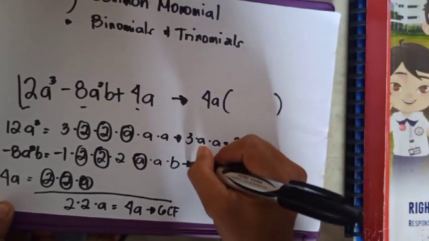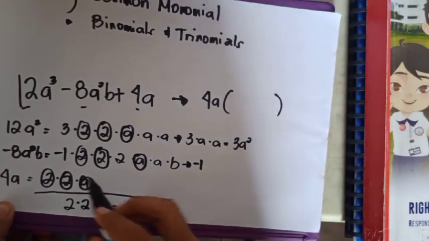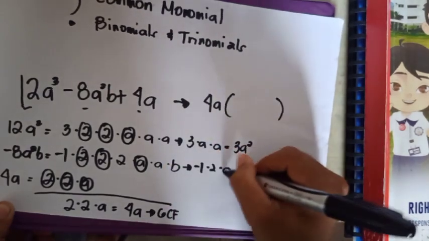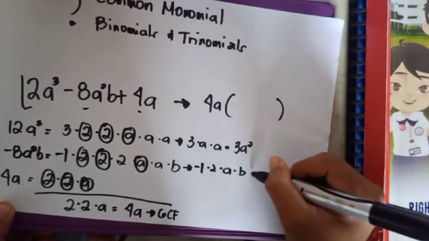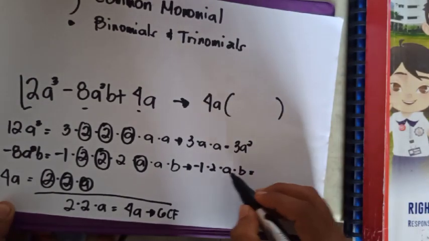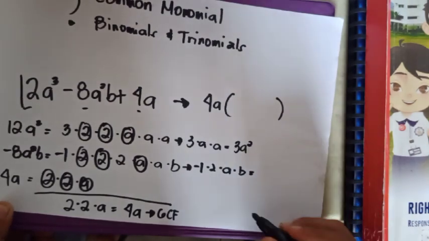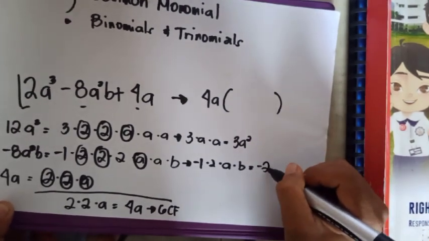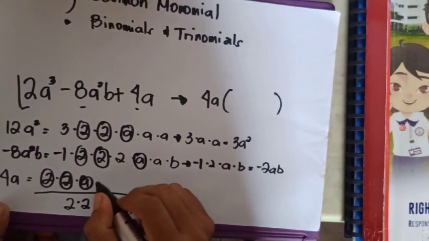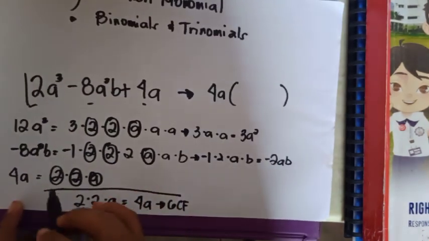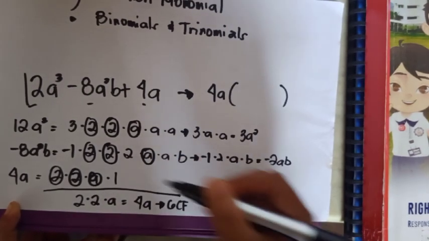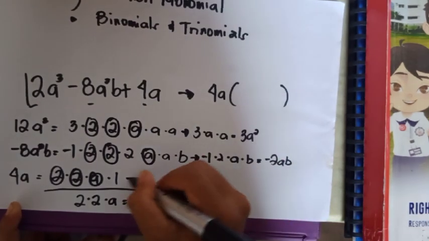Second term, the same thing. What's left? Negative 1, 2 times a times b. Just multiply them. Negative 1 times 2 is negative 2. Negative 2 times a is negative 2a. Negative 2a times b is negative 2ab. Now, since we got all the factors of 4, there is still the 1, right? So it's just 1.